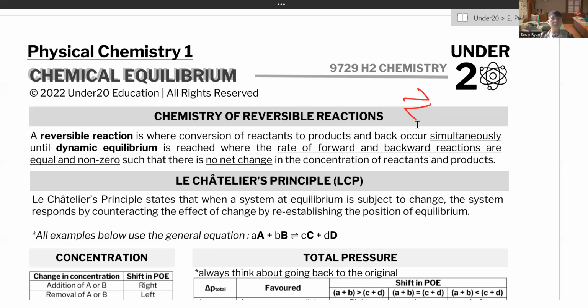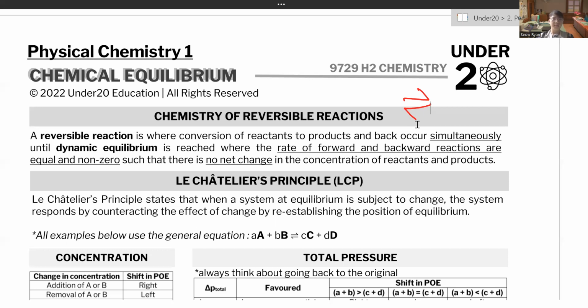Okay, until this state known as dynamic equilibrium is reached, which means that the rate of the forward reaction and the rate of the backward reaction are the same and they exist, so they have to be non-zero. And then we know that it is dynamic equilibrium when there is no net change in the concentration of reactants and products.